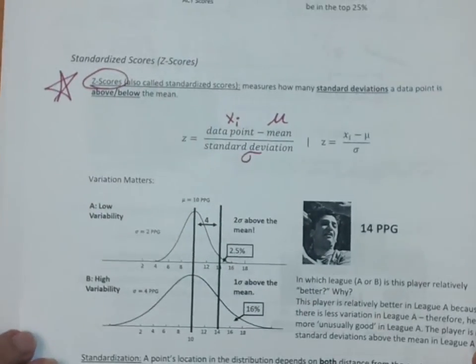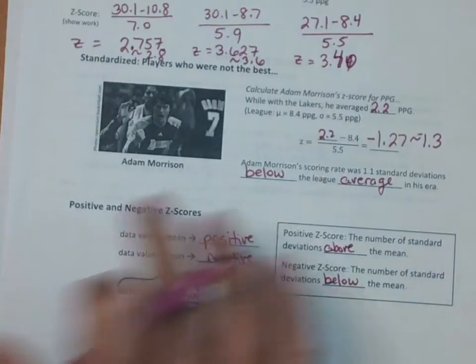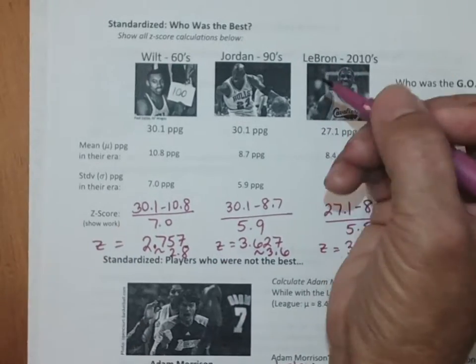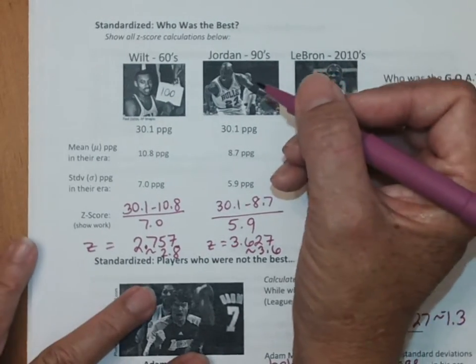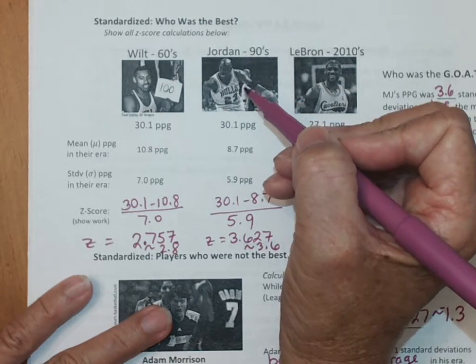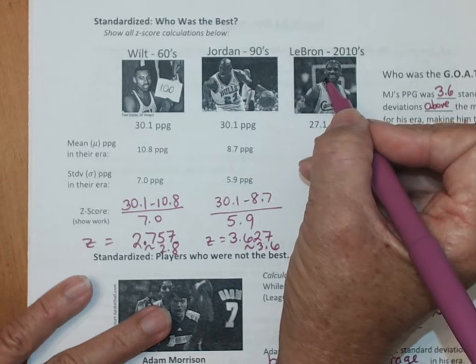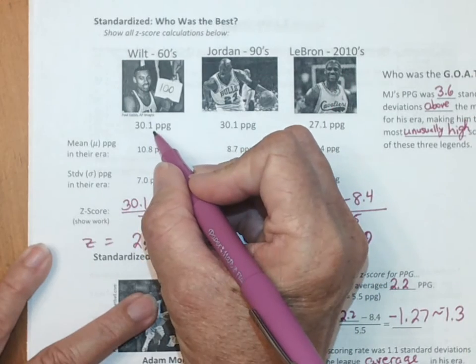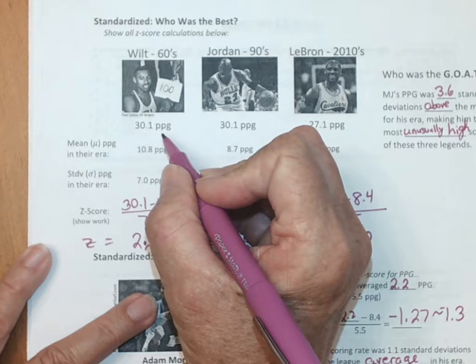And I'm actually going to come back to this page. Let's come to the next page. We're going to compare some great basketball players. We want to know who is the greatest of all time. Is it Wilt Chamberlain, who played in the 60s, Michael Jordan in the 90s, or LeBron, who's still playing, even into the 2020s? And here's the average points per game they had.